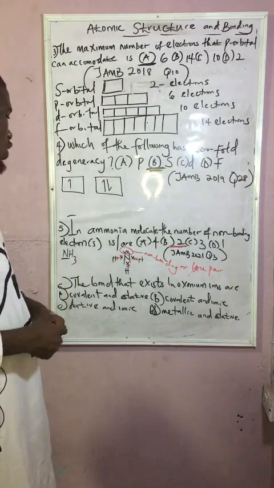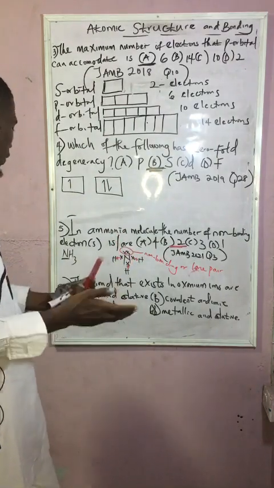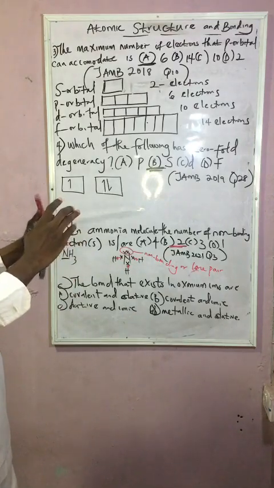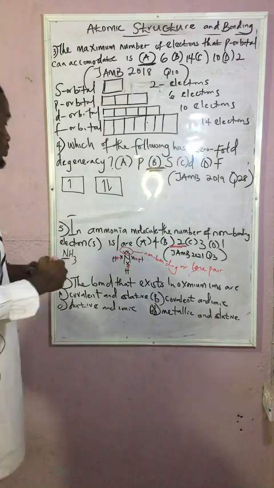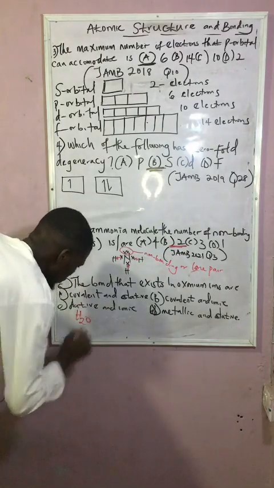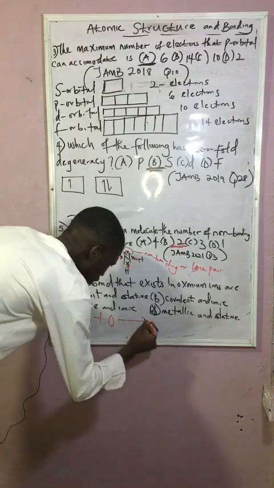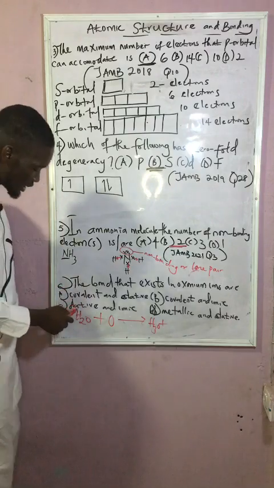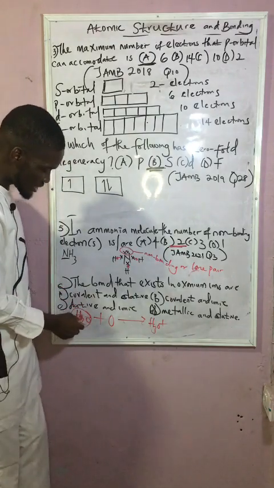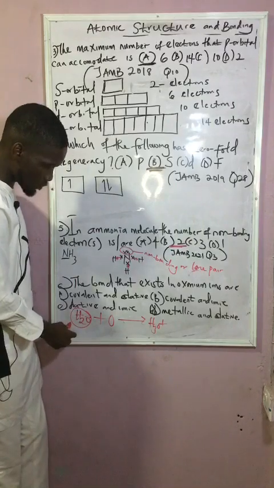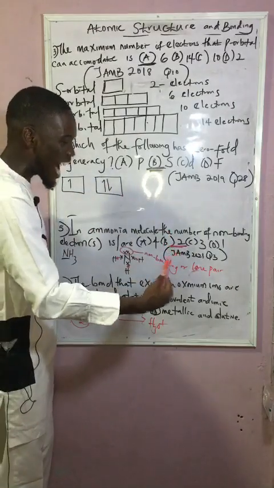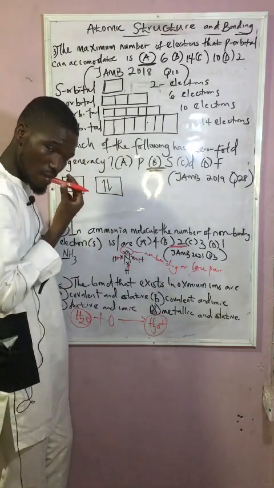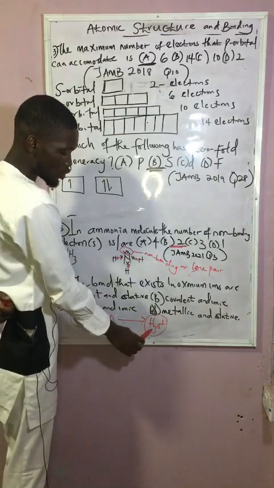The last question. The bond that exists in oxonium ions are: A, covalent and dative. B, covalent and ionic. C, dative and ionic. When we talk about oxonium, if you have water plus hydrogen ion, you know we have what? This hydronium ion. And look at this now. This explanation: covalent bond exists in water, while in hydronium, dative bond exists, because of the exchange of electrons here, and here we are having a lone pair.